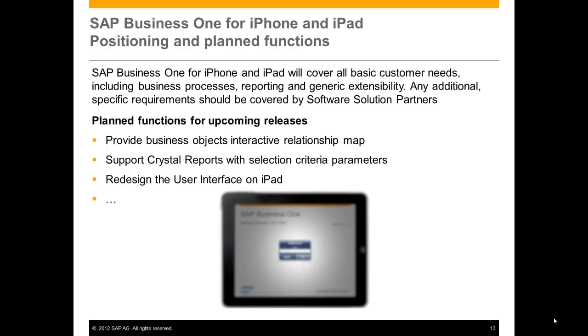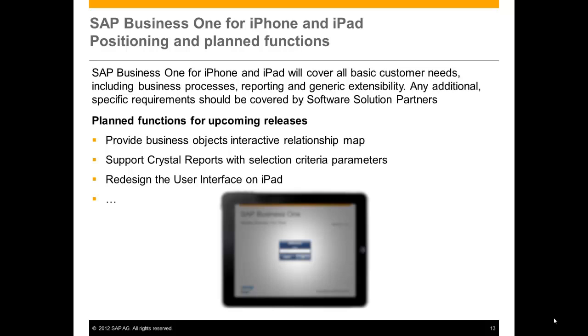Specifically on that topic, what are we planning to do with future versions of the SAP Business One mobile application? We're going to add additional business objects, and we're going to provide an interactive relationship map which will show you how all those business objects are interrelated. We're also going to support the ability to run Crystal Reports and provide selection criteria parameters. Right now you are only able to run the Crystal Reports, so we're going to make it easier for you to narrow down and put in that selection criteria. This is the same as you can in SAP Business One today.